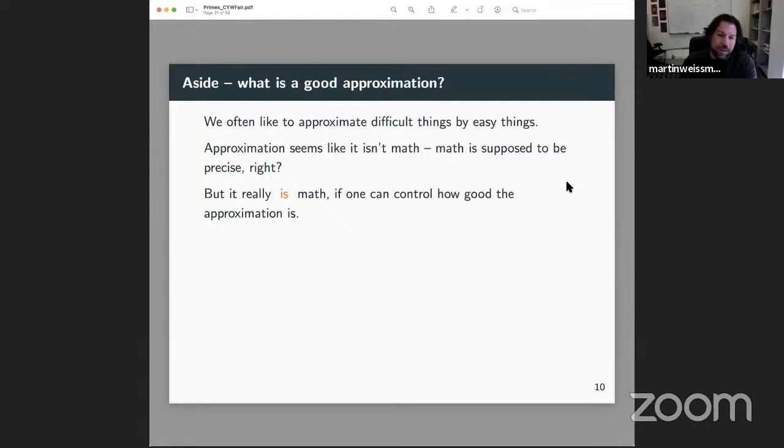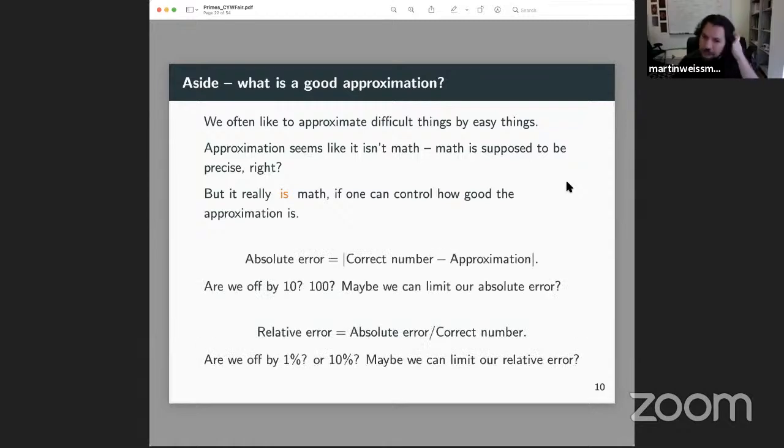So this is maybe a good time for a little aside. Approximation is kind of a strange thing when you study math, because a lot of people think about math as an exact science, like we get exact formulas for things. But approximation is its own field of math involving statistics and probability theory. And approximation really is something precise if you can control the error in your approximation. So if you know that x is approximately equal to y, and the error isn't too big, you can make that a precise statement, and that's a mathematical thing.